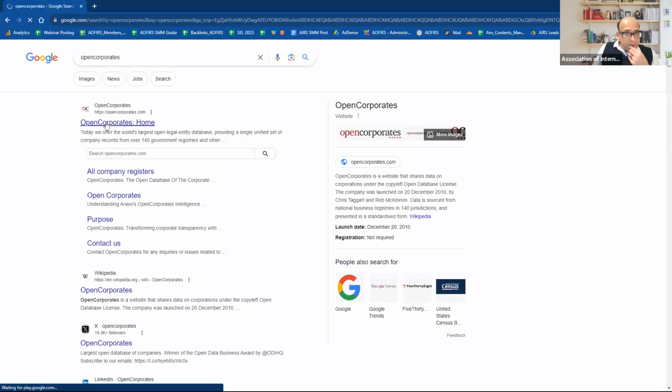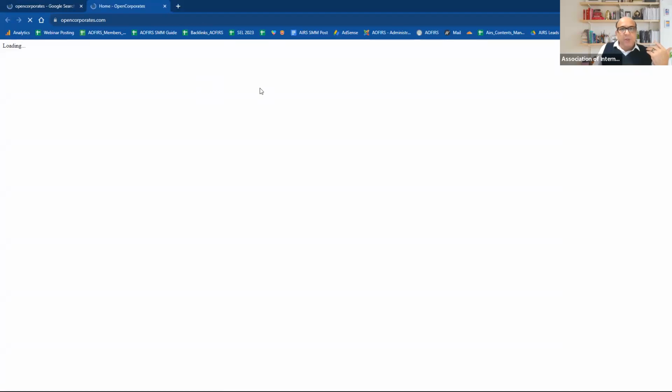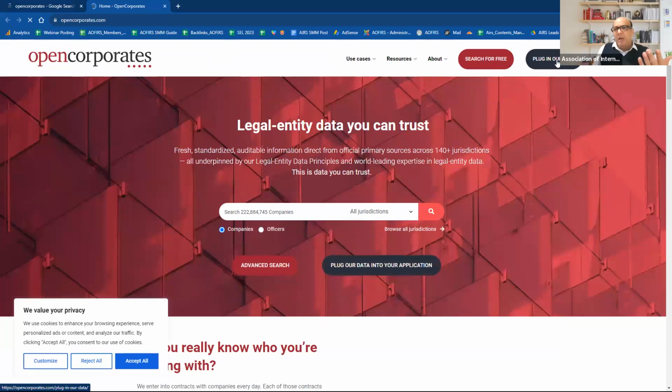So OpenCorporates is giving you free information. It is giving you the same information you would find on businesses. Just name one business, search for free, and plug in our data. You can even download all that data if you subscribe to it in this box that you're looking at.